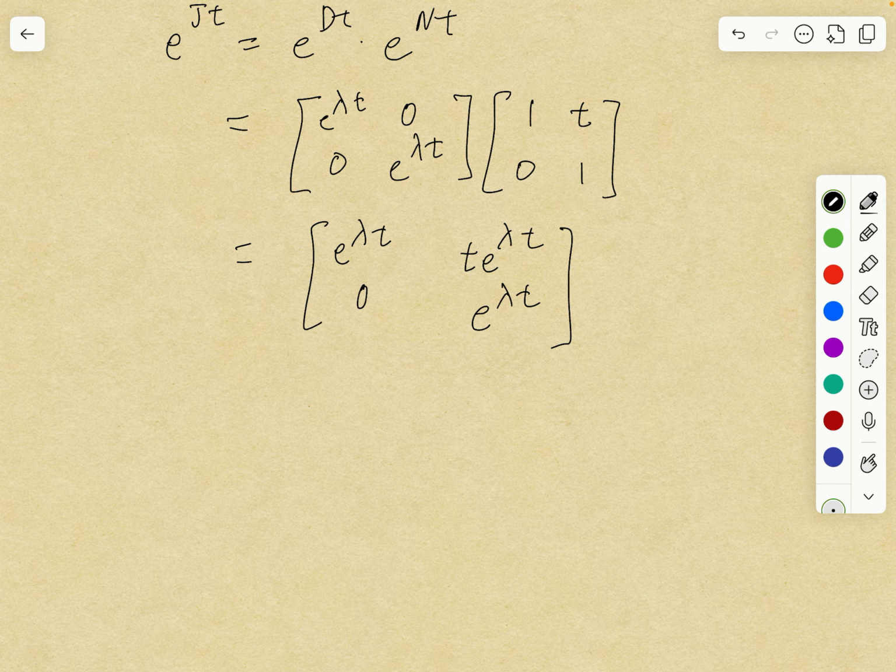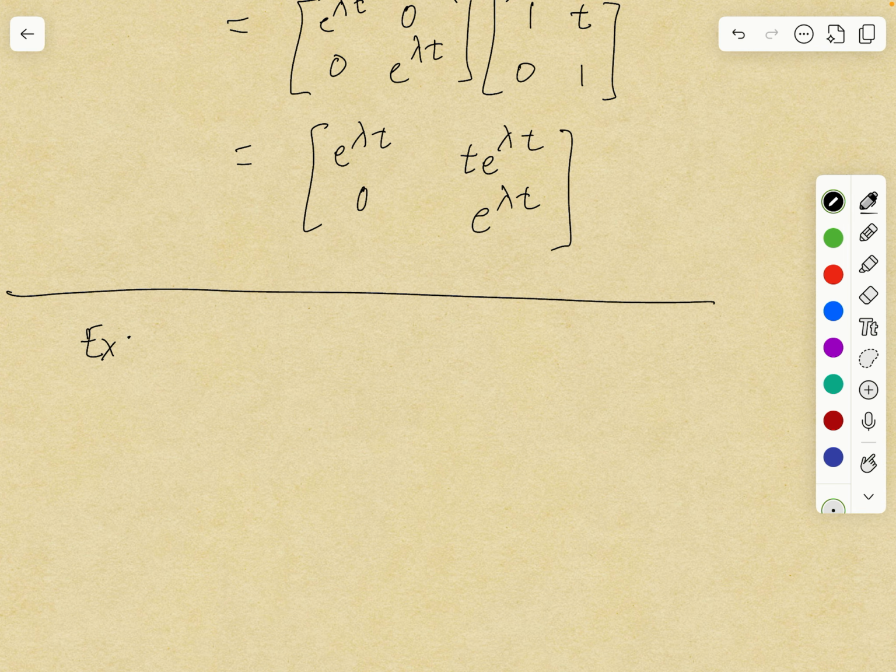So that's e to the Jt. And that's how you solve a matrix system of differential equations when you have a repeated eigenvalue. So now I'm going to do an example, and this is an example that you probably have solved in a first course in differential equations.